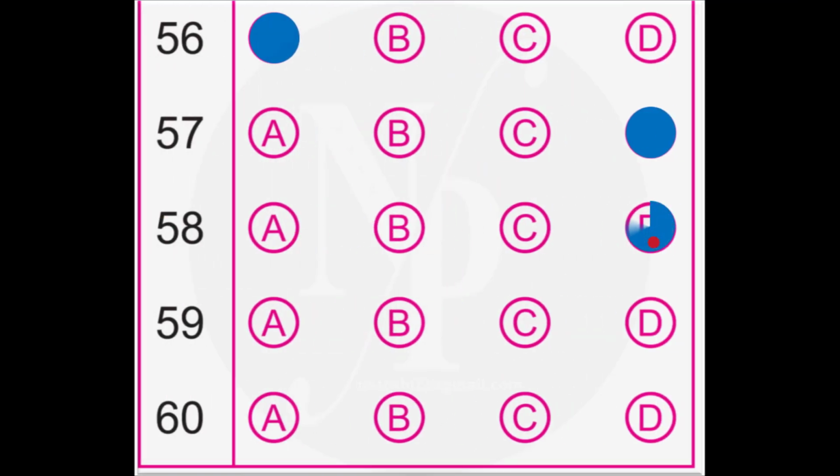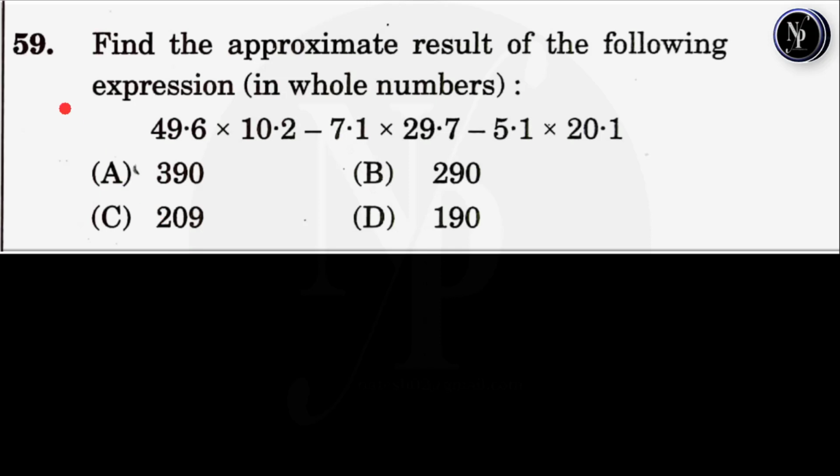So we mark it on the OMR answer sheet for question number 58, and then we move to the next question. Question number 59. Find the approximate result of the following expression in whole numbers. The following expression is given in terms of decimal numbers, and we are asked to find the approximate result of this expression in whole numbers.